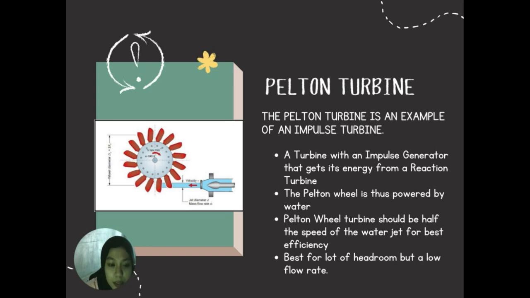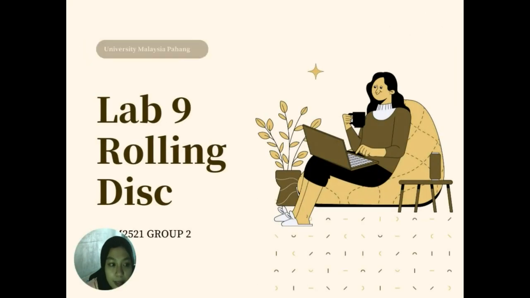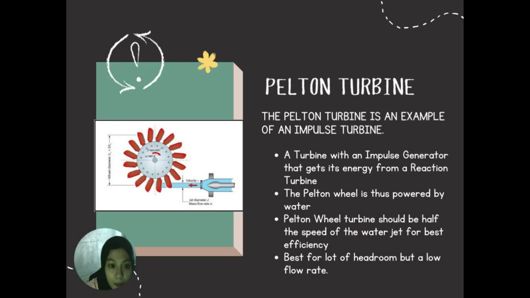The Pelton wheel turbine bucket should move at half the speed of the water jet for best efficiency. According to theory, the bucket speed of a Pelton wheel turbine should be half the speed of the water jet for best efficiency, and it is best for a lot of head but a low flow rate. So that's all from me for the theory, and I will pass it to the next presenter for the next topic.